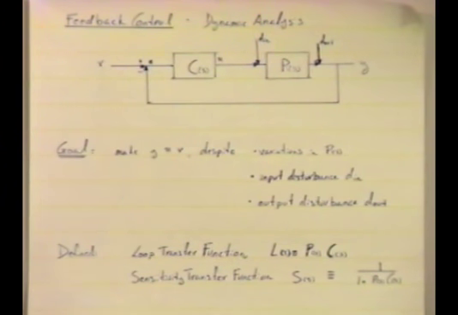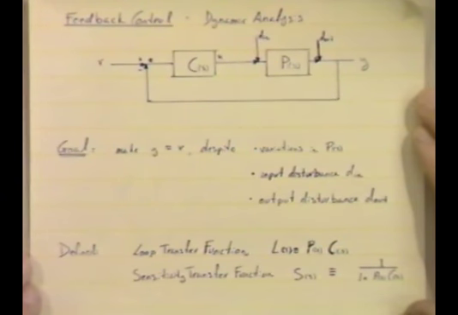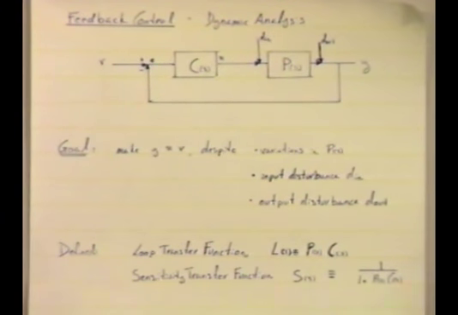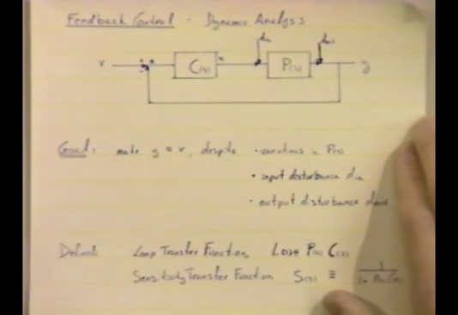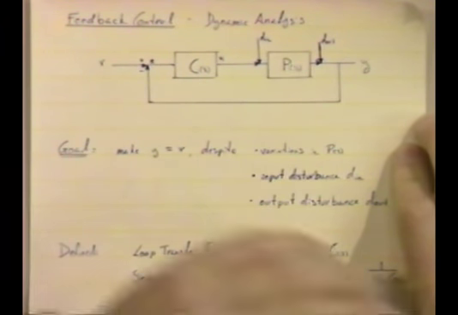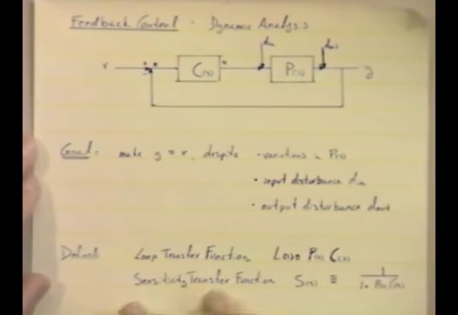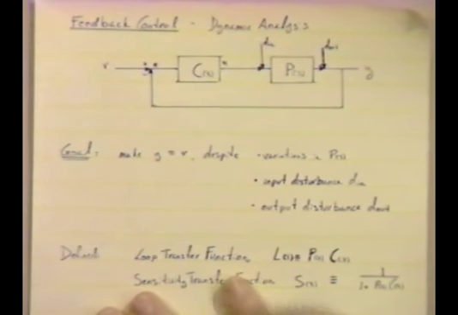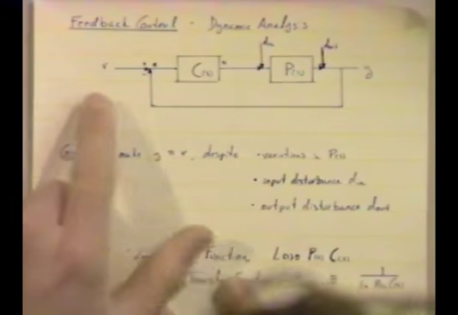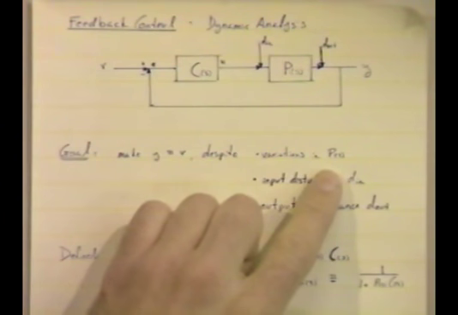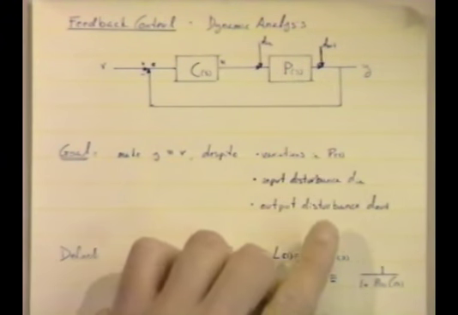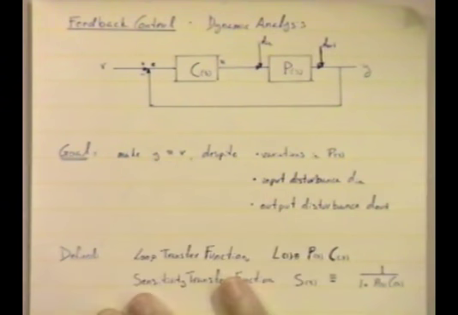Okay? So just to recap from last time, in the dynamic case, in this feedback control configuration, our controller and plants are now dynamic. They're not just simple gains as they were in the static case. Okay, and let's recall the goals of feedback control. The basic idea is to make the output track the input as closely as we can. Okay, and we want to do this despite variations in the plant. Okay, and also despite input and output disturbances to the plant.